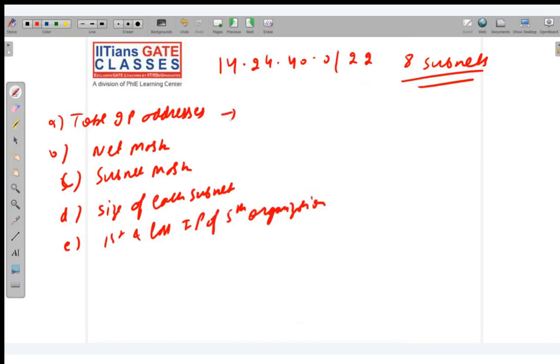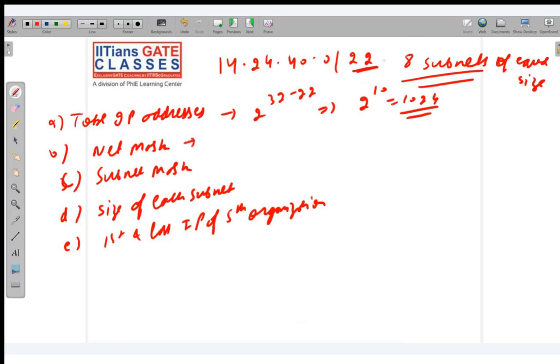So total IP addresses, that is very easy, /22. So 2 power 32 minus 22, 2 power 10, that is 1024. They will mention properly 8 subnets of equal size. If they have mentioned equal size, only then you will follow this method. For unequal size, don't worry, I will jump to that also. Some questions have been asked in GATE regarding unequal size also. So total IP addresses is 1024.